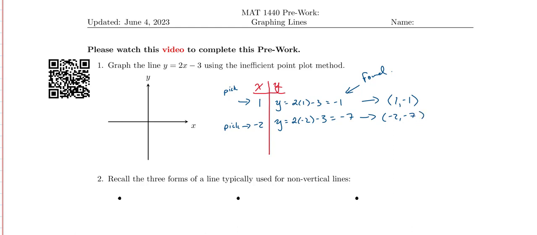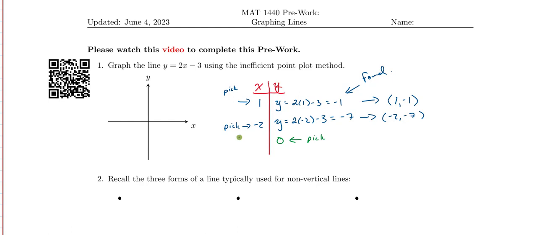There's nothing that says we have to pick x coordinates, although usually we think of x as an independent variable, and so it's best to choose that. But we could have also picked y to be some number. So let's go ahead and pick something that's easy to work with. Let's go ahead and pick y equals 0.